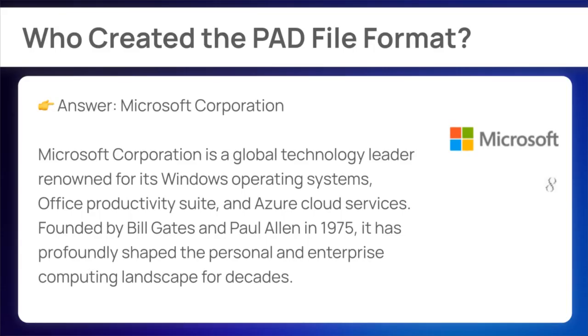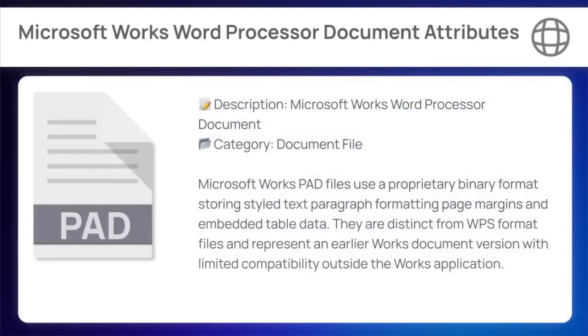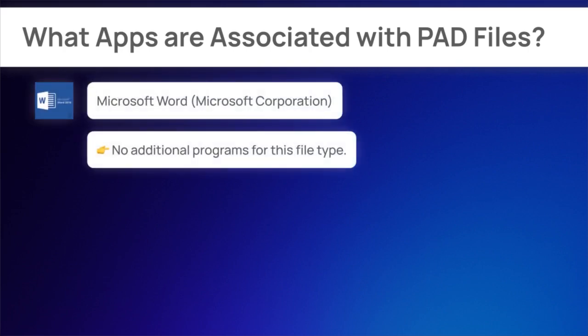Microsoft Works PID files use a proprietary binary format, storing styled text, paragraph formatting, page margins, and embedded table data. They are distinct from WPS format files and represent an earlier Works document version with limited compatibility outside the Works application. The designated application for the PID file is Microsoft Word from Microsoft Corporation.